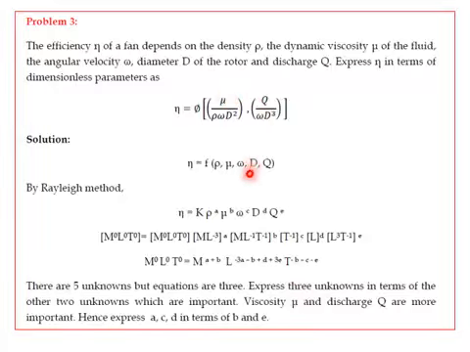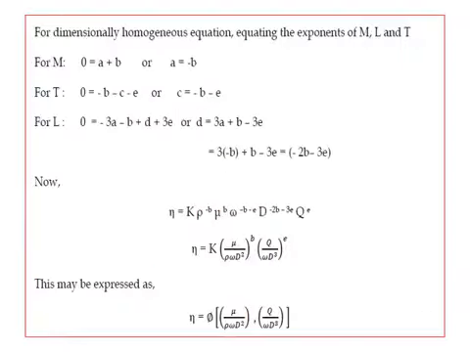Here the viscosity mu and discharge are very important. So that's the reason, since mu is raised to the power of b and q is raised to the power of e, so b and e become very important. So now you express a, c and d in terms of b and e, so you have to be careful here. So that's what is done here. Equating the dimensions for the exponents of M, L and T, we get 0 equals a plus b. So now we are expressing a, c and d in terms of b and e. So that's what we have done.